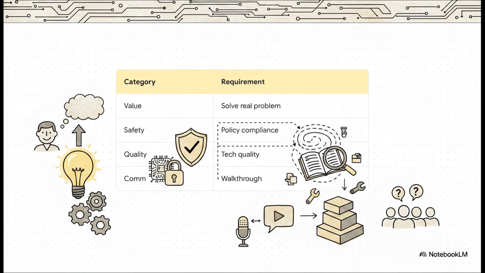First up is value. Your app absolutely must solve a real problem. Second is safety, meaning you have to demonstrate strict policy compliance. Then we have quality, where they want to see top-notch technical quality backed by really solid documentation. And finally, communication. You'll need to provide a brief walkthrough presentation. They don't just want a code dump, right? They want you to make your thinking visible, and they want to understand your brilliant problem-solving process.